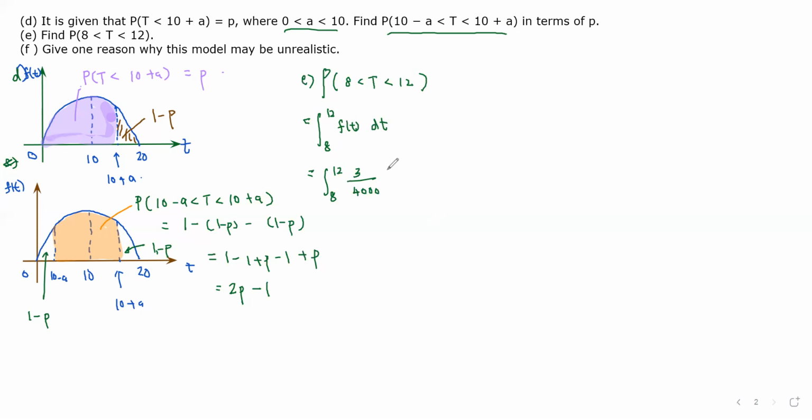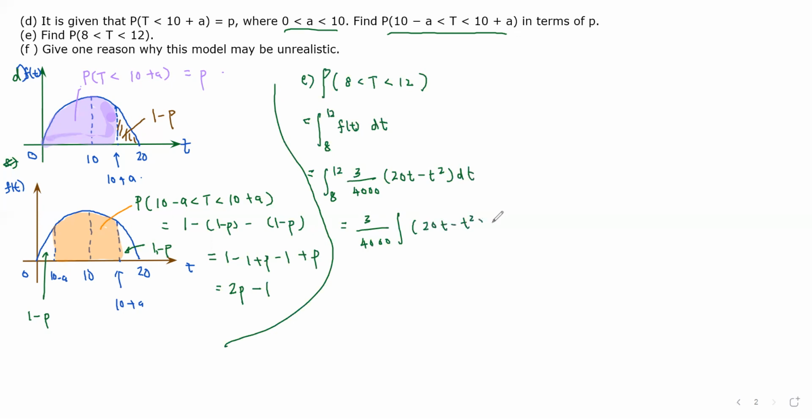And what was it again? 20t minus t squared with respect to t. We can pull out the 3 over 4,000, and then we integrate 20t minus t squared with respect to t from 8 to 12. So we have 3 out of 4,000. And upon integration, 20t, so we have 20t squared divided by 2, which is 10t squared, and the second part is 1/3 t cubed. Evaluate from 8 to 12.